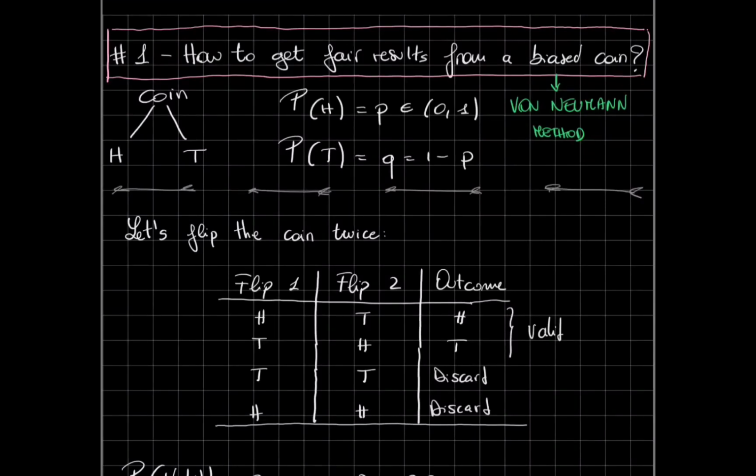The von Neumann method suggests that when we are unsure whether the coin is fair, we should flip the coin twice. Let's look at the possible outcomes. If we get head on the first flip and tail on the second flip, we consider that a valid outcome and we retain the first result, head. If we get tail on the first flip and head on the second flip, we also retain the first result, tail. But if we get the same outcome twice, head, head, tail, tail, we discard and flip again.